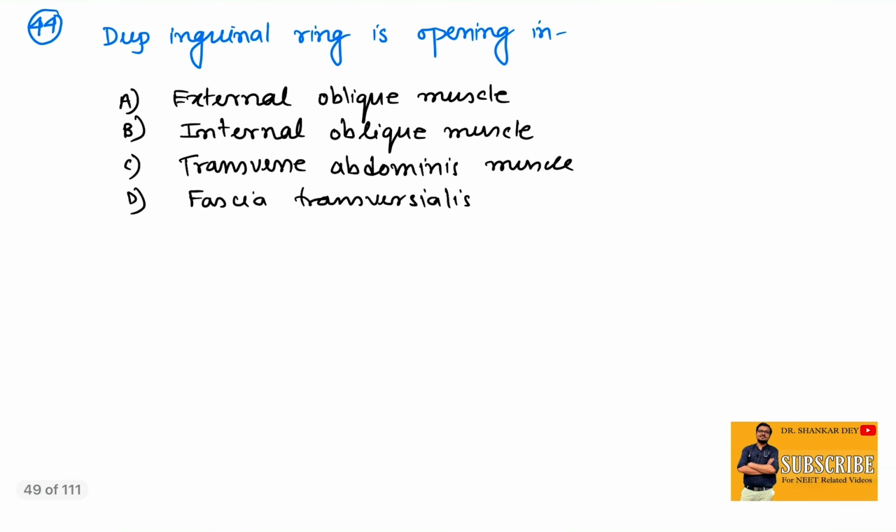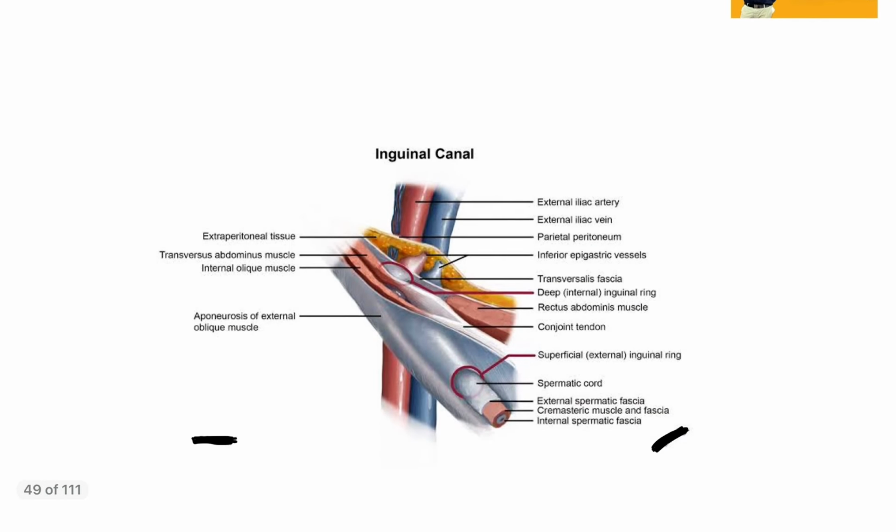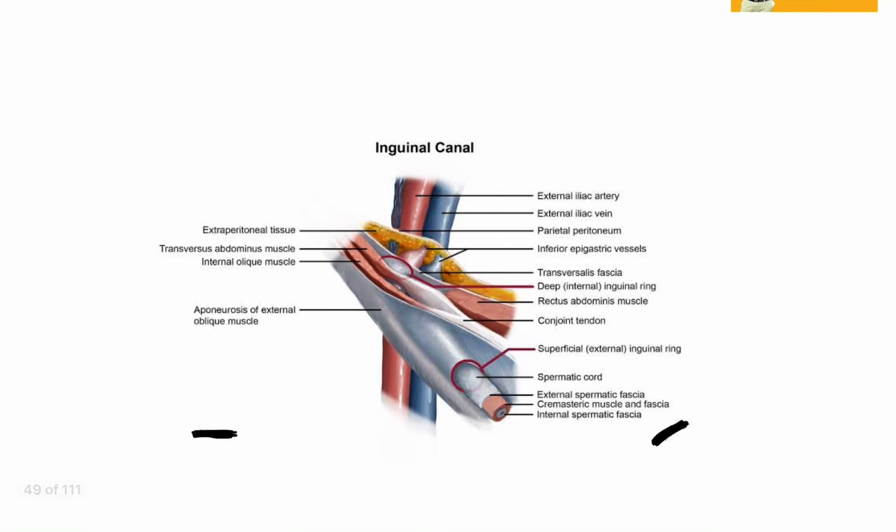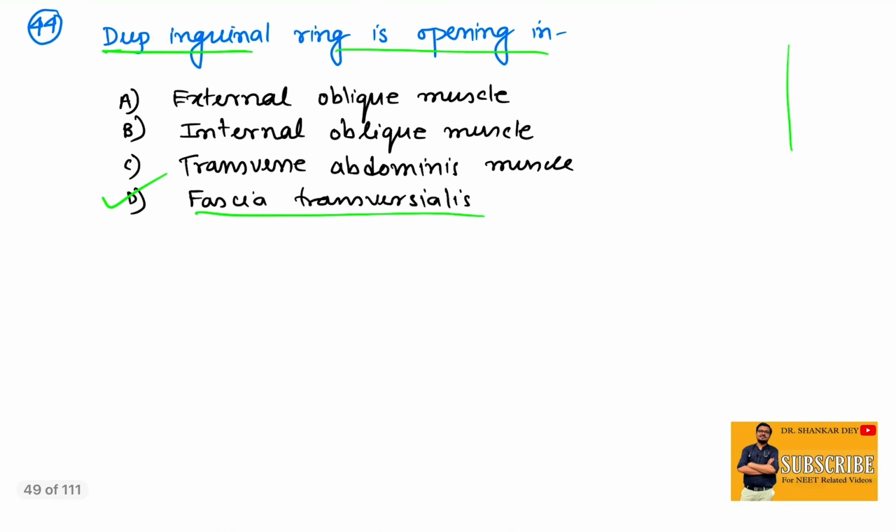Coming to question number 44, deep inguinal ring is opening in which structure? Here the answer is fascia transversalis. As you can see in this anatomical image of inguinal canal, here lies the deep inguinal ring, also known as internal inguinal ring. As you can see, this opening is situated in transversalis fascia, and this is the superficial inguinal ring that is present in external oblique muscle, also known as external ring. So the answer in this case, the deep inguinal ring or internal inguinal ring, is situated in fascia transversalis.